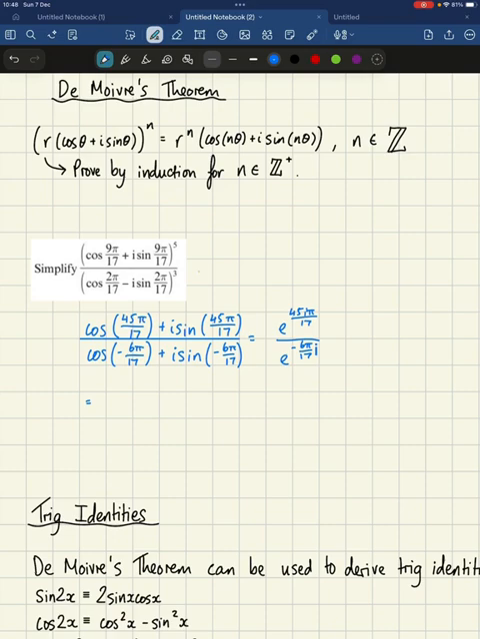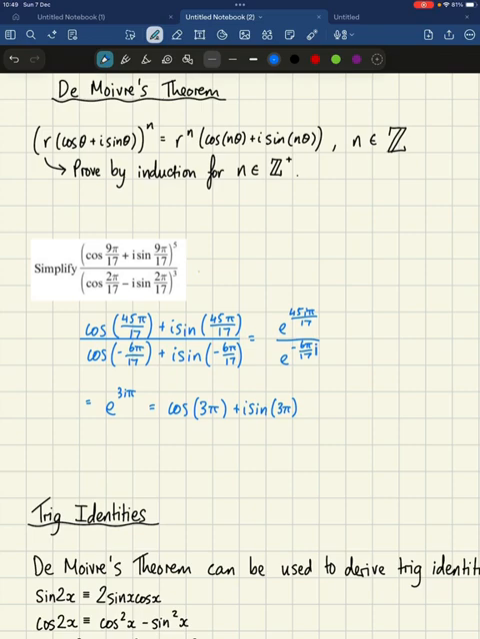So now we can literally just subtract the arguments, so we're going to get e, and then 45 pi by 17 minus 6 pi by 17. And this gives us 3 pi. So that's just going to give us 3i pi. Is that our final answer? Not really. Actually I should have just left it in cos and sine form, but we know that this is just cos of 3 pi plus i sine of 3 pi.